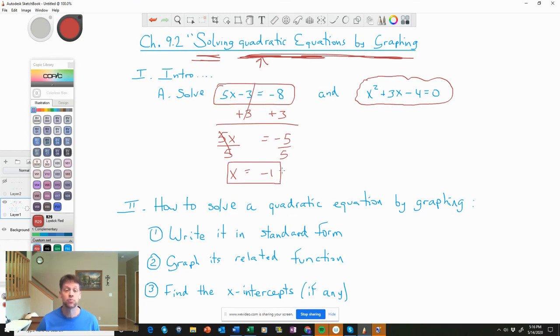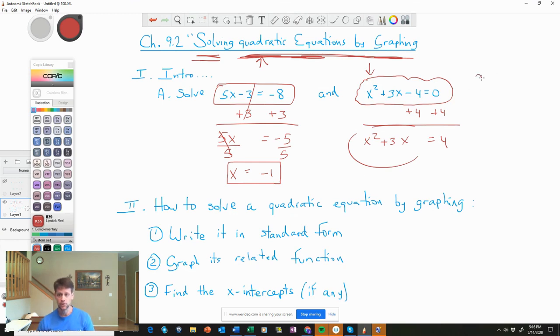So that was using the properties of equality. What we did to the left, we did to the right. When you have a quadratic equation, that usually does not work. Check it out. I could, for example, add 4 to both sides and get x squared plus 3x equals 4. But then what would you do to this side? How would you get the x by itself? You're stuck. And that is why I'm going to teach you these 4 different methods for solving a quadratic equation.